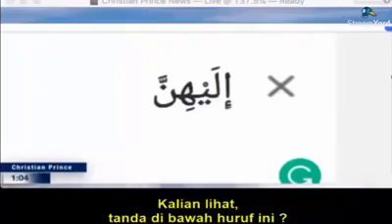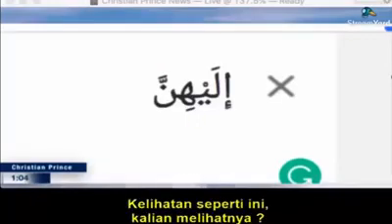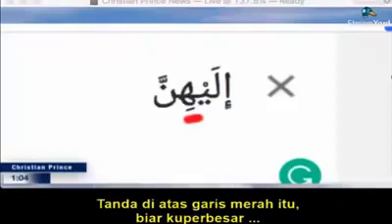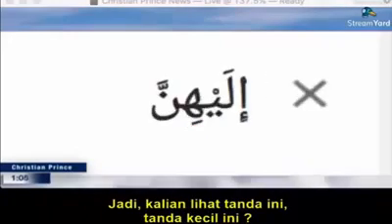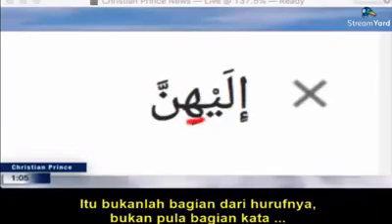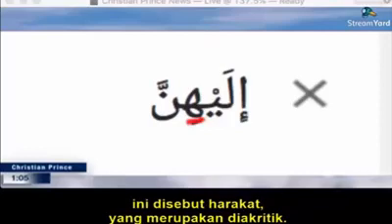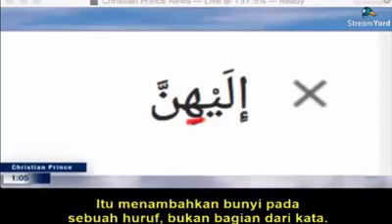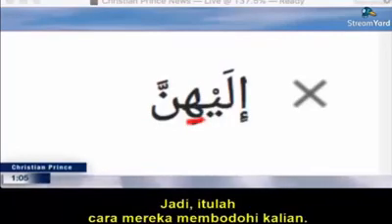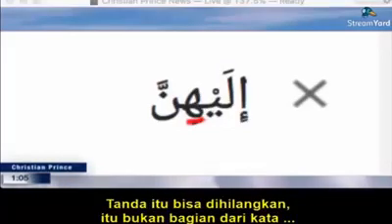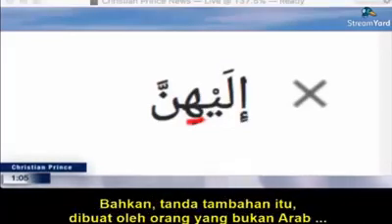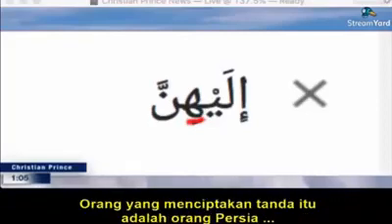You see this thing under the letter here? Look like this. You see it? The one on top of it. Let me zoom more. So you see this little thing here? This is not part of the letter. This is not part of the word. This is called tashkil. Tashkil is decoration, to add sound to the letter. It is not part of the word. So this is how they fool you. I can take it off. It's not part of the word. Actually, this has been added by someone who is not even an Arab. The one who added this, he is a Persian.